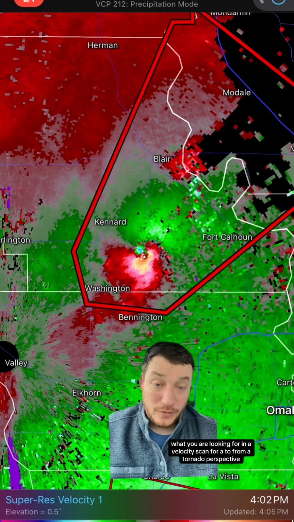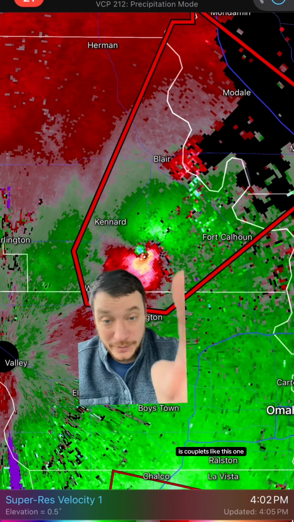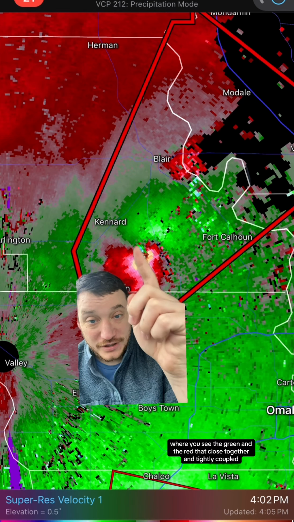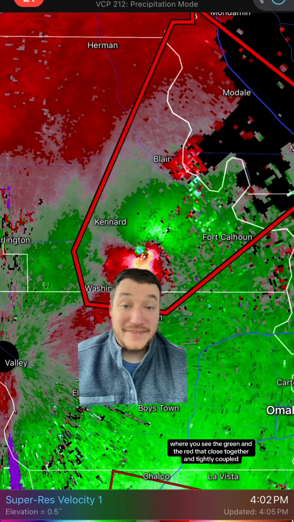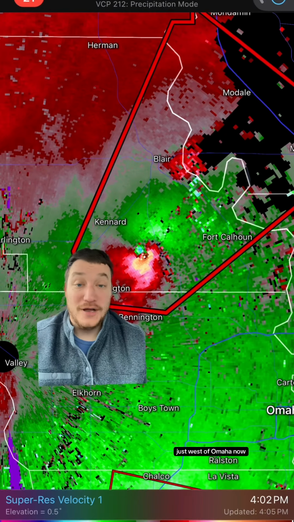What you are looking for in a velocity scan from a tornado perspective is couplets like this one, where it is on opposite sides where you see the green and the red that close together and tightly coupled. Again, this is the tornado from last year just west of Omaha.